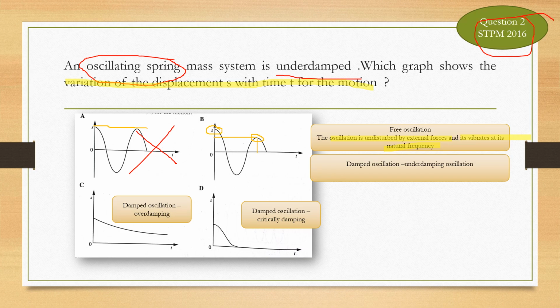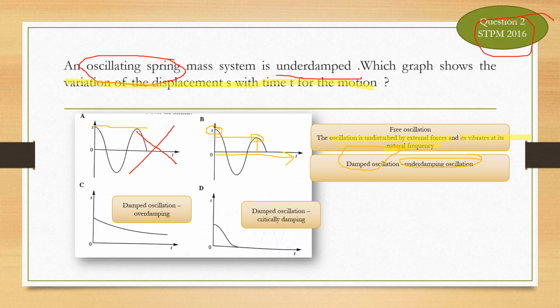As the time increases, the amplitude decreases. So this must definitely be a damped oscillation. And if it's a damped oscillation, then it is an underdamping oscillation, because underdamping oscillation means the amplitude decreases exponentially with time.